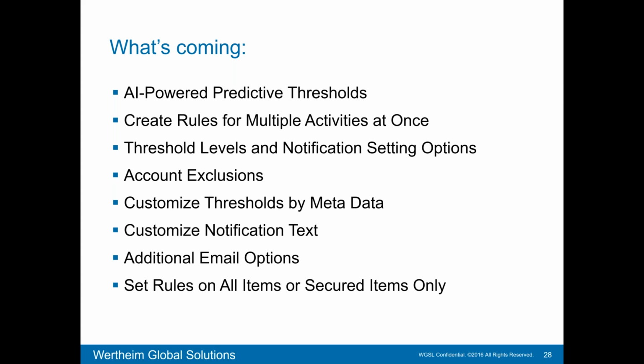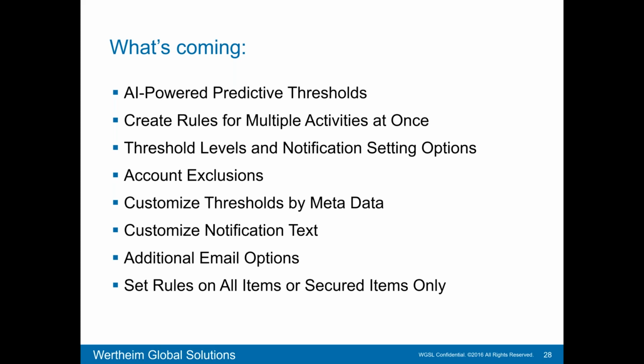That's another big change. In the current version, you can say, I want to set up a rule around downloads, and I want to set another rule around exports. With the new version, you can say, I want to set 250% for exports, emails, and downloads together. We have additional options for thresholds and notification settings.